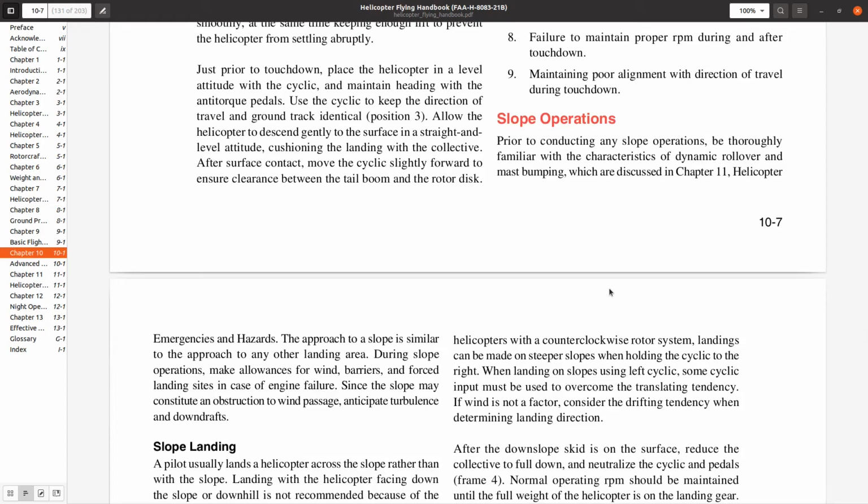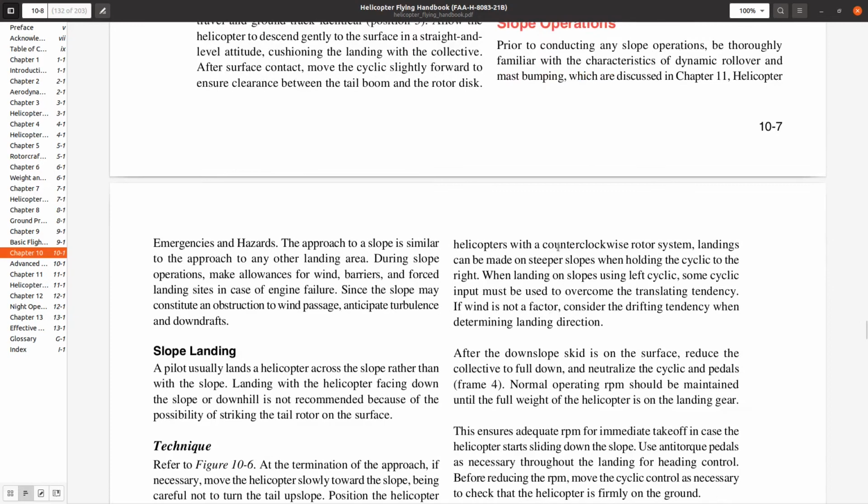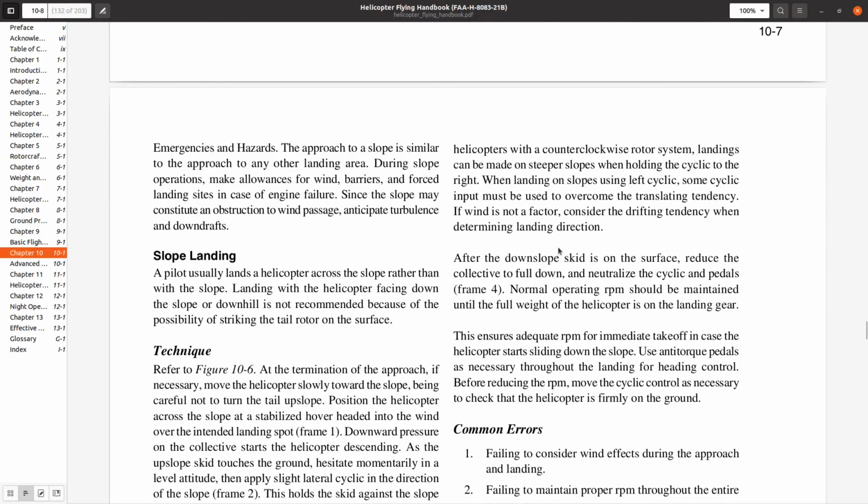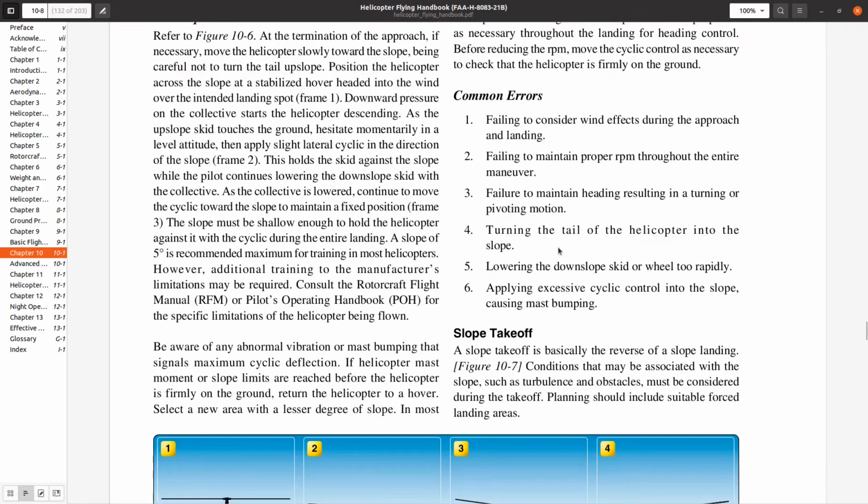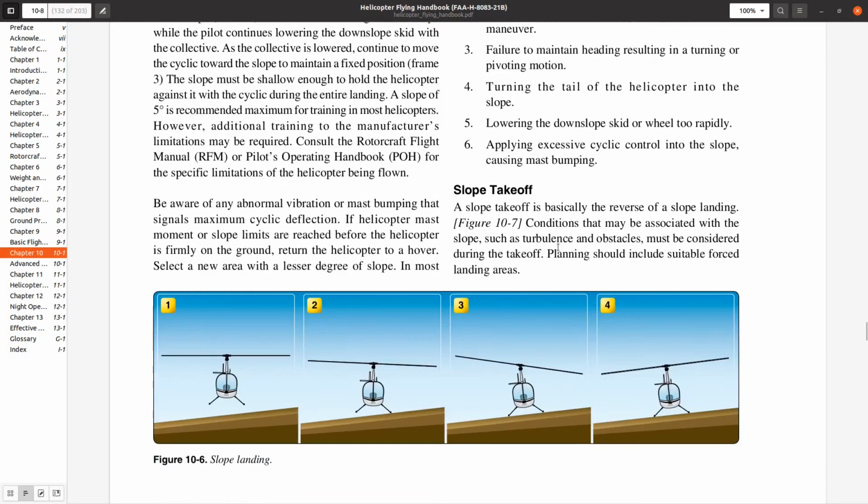Okay, other maneuvers. Slope operations. Again, I have a video for this, so go have a look at that. How does this work? You want to land on a slope. Why would you want to do that? Well, the world isn't flat. Sorry to burst your bubble if you thought it was.